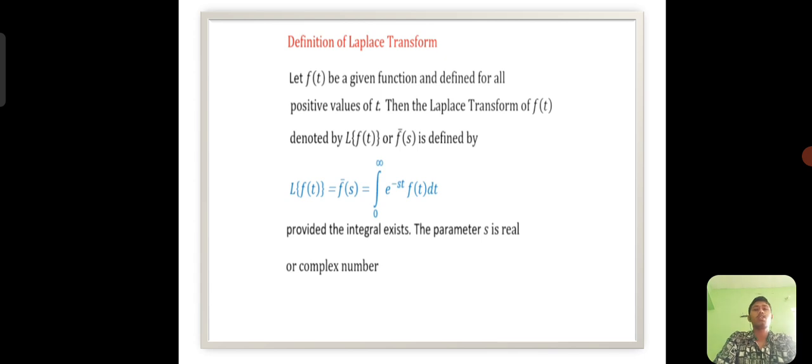First of all, you have to know the definition of the Laplace transform. Let f(t) be the given function, defined for all positive values of t. Then the Laplace transform of f(t), denoted by L{f(t)} or F(s), is defined by L{f(t)} = F(s) = the integral from 0 to infinity of e^(-st) f(t) dt, provided the integral exists, where the parameter s is real or complex.